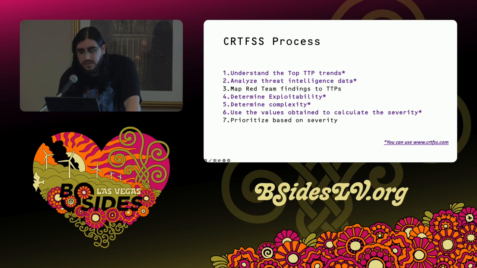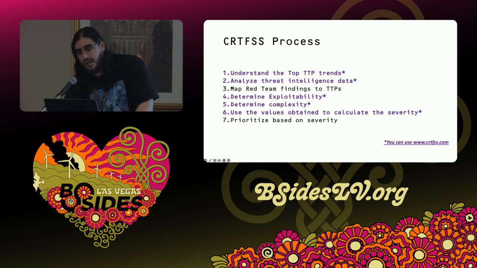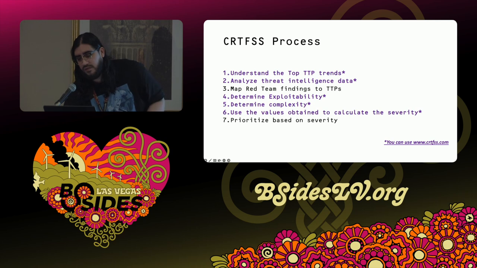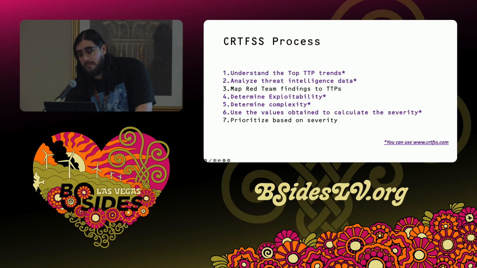So the following bullets represent the CRTFSS process. The first step is to understand the top TTPs that threat actors are currently using and are trending. This information can be obtained from various sources such as industry reports or even security blogs. As I mentioned, you can use open source or paid tailored intelligence feeds to have the most used TTPs by attackers in a specific industry or region.